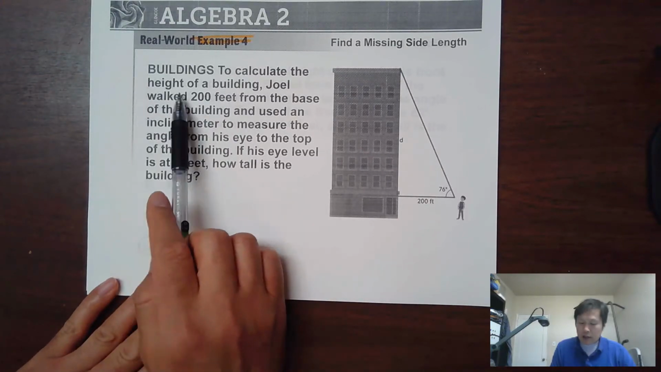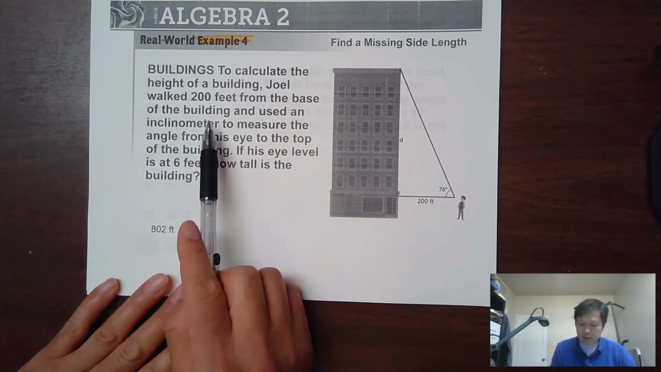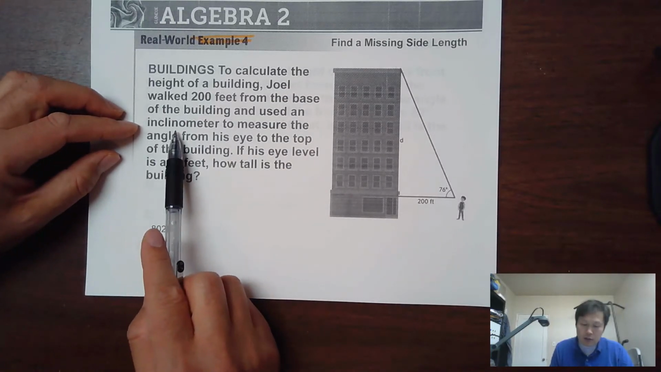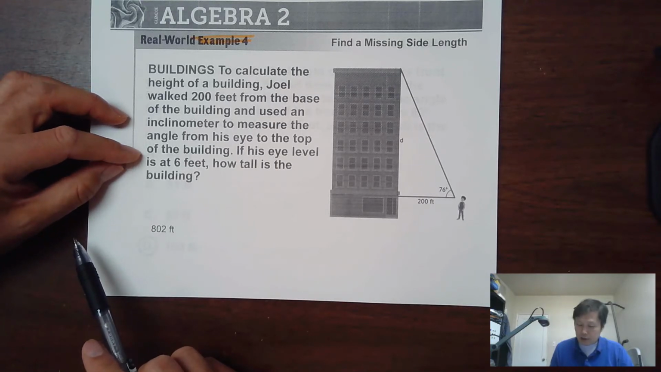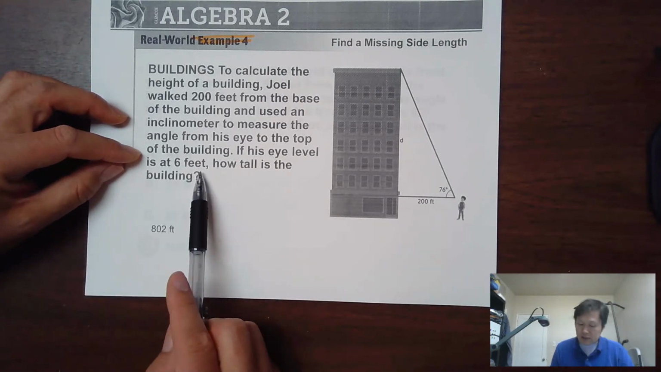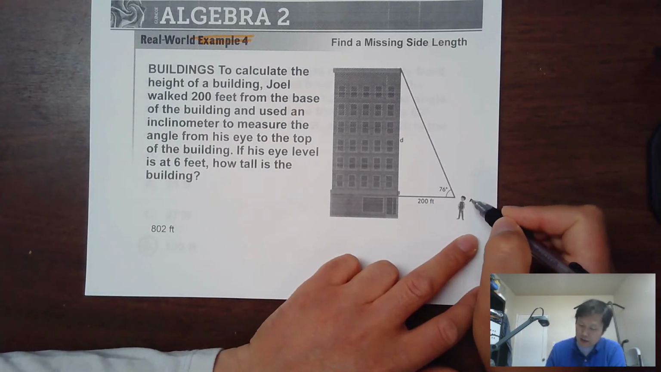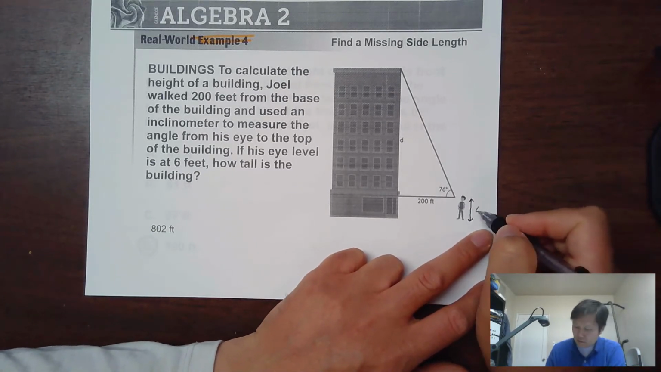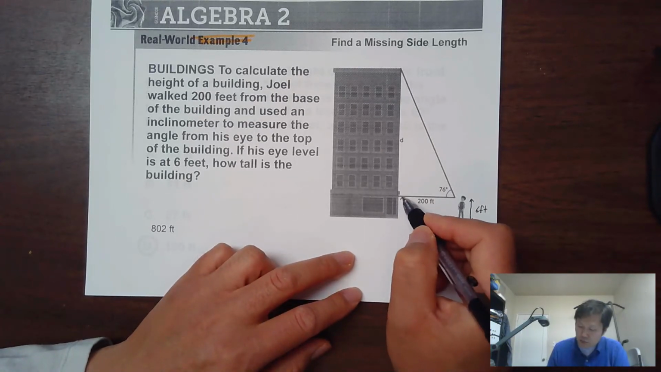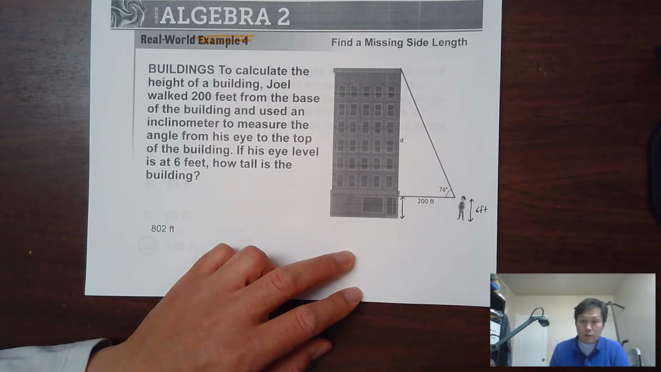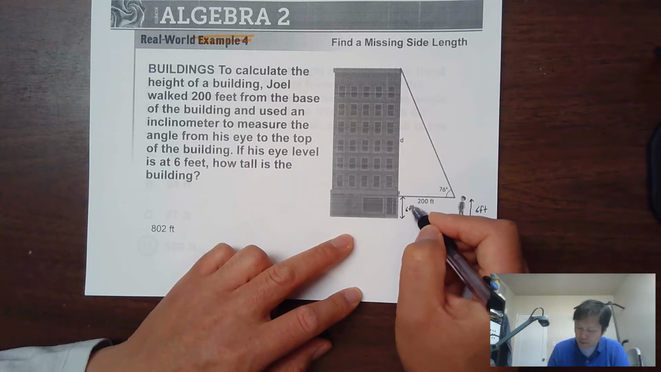Buildings. To calculate the height of the building, Joel walked 200 feet from the base of the building and used an inclinometer to measure the angle from his eye to the top of the building. If his eye level is at 6 feet, how tall is the building? So his height here is 6 feet. So that you will have to include later when you try to calculate the height of the building. 6 feet.